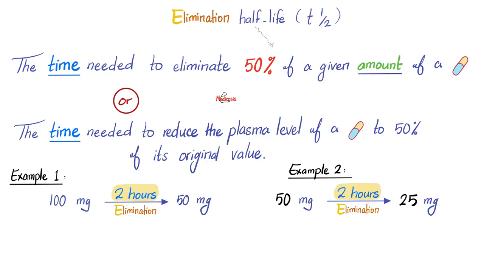Put differently, the half-life is the time needed to reduce the plasma level of a drug to 50% of its original value. I couldn't agree more. Example 1. I gave you 100 milligrams. I waited for 2 hours. This 100 became 50 milligrams in 2 hours. So what's the half-life here? 2 hours. Imagine a different scenario. I gave you 50 milligrams of another drug. I waited for 2 hours and you reduced it from 50 to 25. What's the half-life? Also 2 hours.